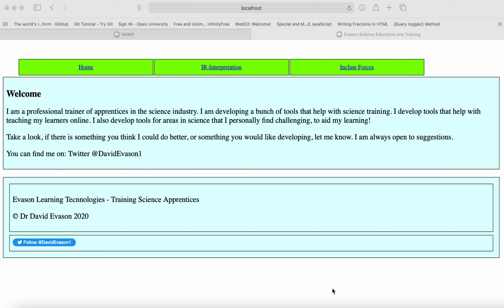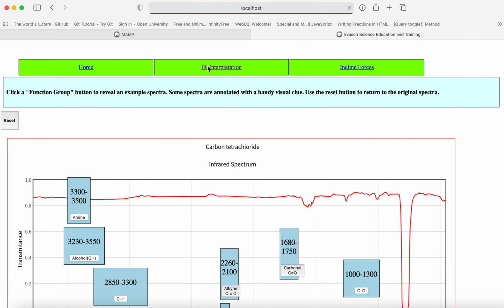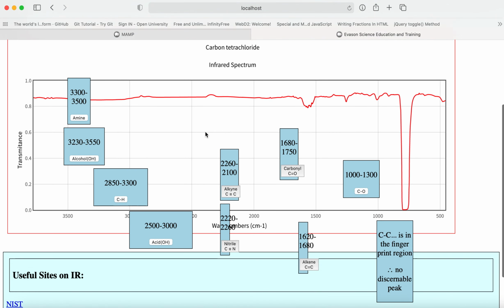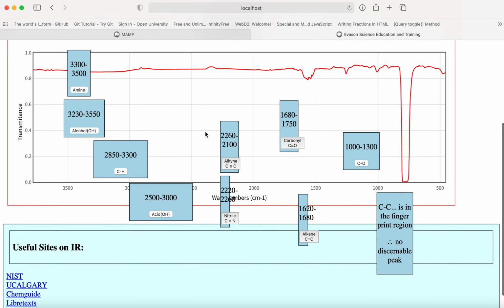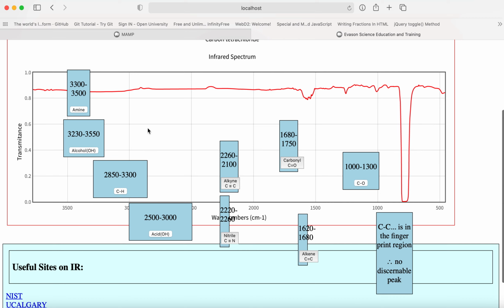This is my previous web development project, which was looking at tools to help learners in science. So this was my landing page, a bit simple. If we go first of all onto IR interpretation, what this allowed you to do was to look at different IR spectra regions.